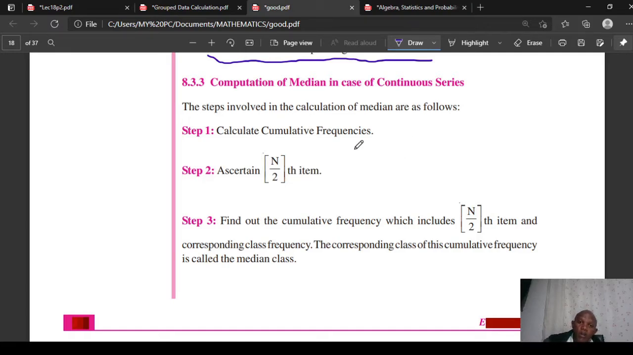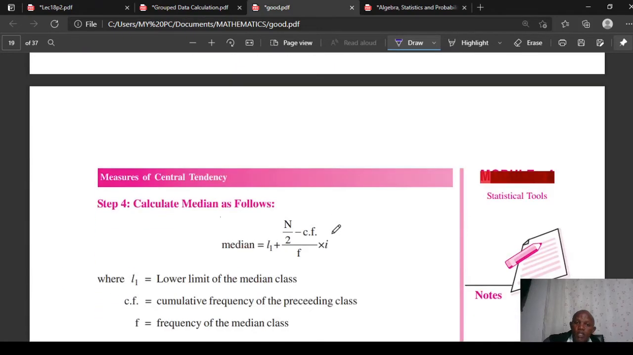The first thing is you have to calculate the cumulative frequency of that data set. Understand what is the middle term in that data set. Then for our case here, we will just use the formula.